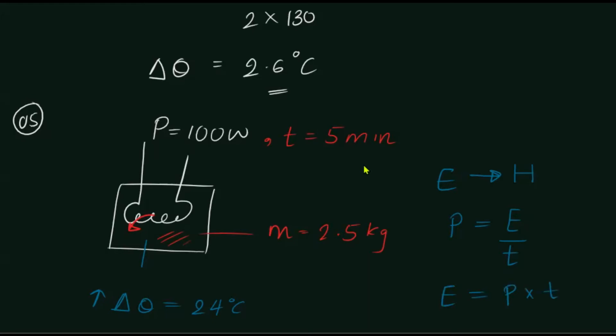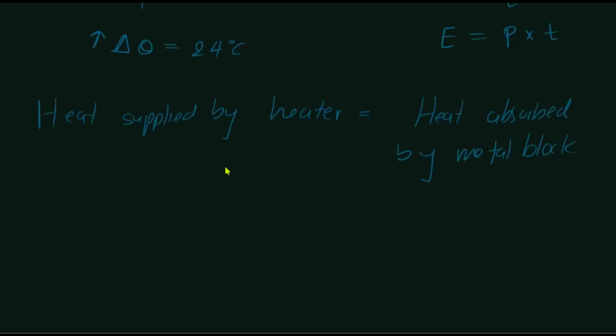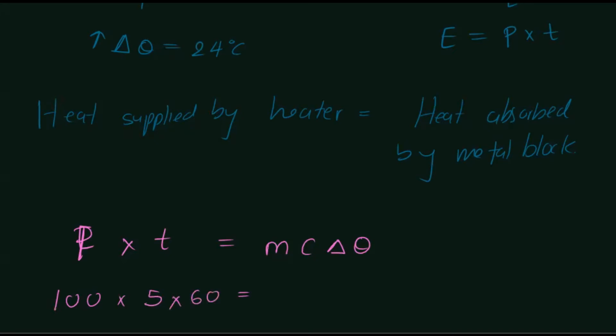So therefore the heat supplied by the heater can be written as P into T. Heat absorbed by the metal block, how can you write? MC delta theta, right? They have given the power 100 watts. Time they have given 5 minutes. But usually when we substitute it in SI units, we have to convert it into seconds.